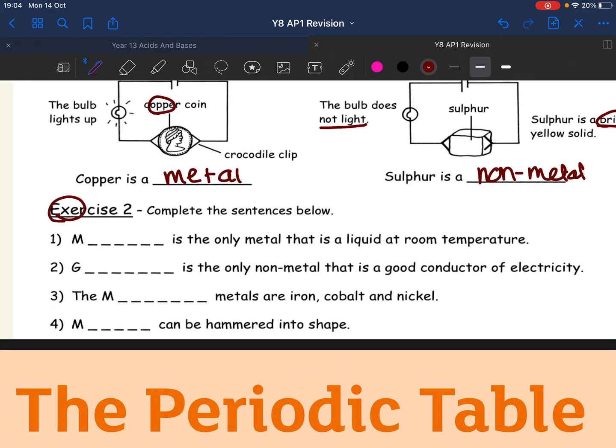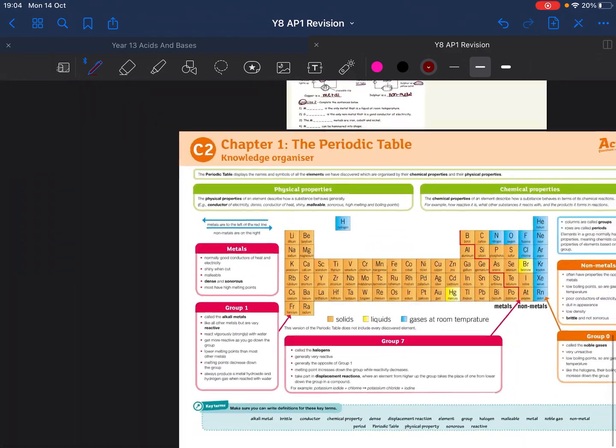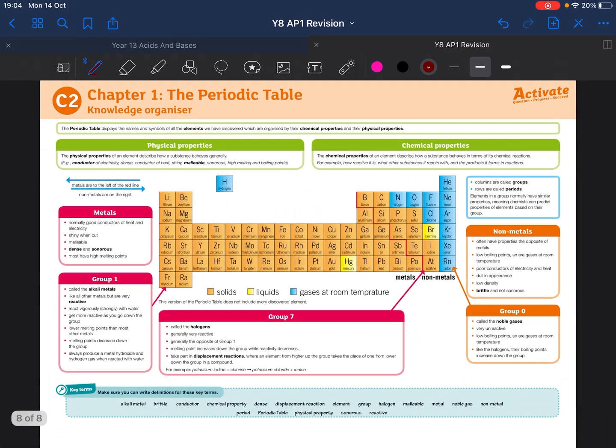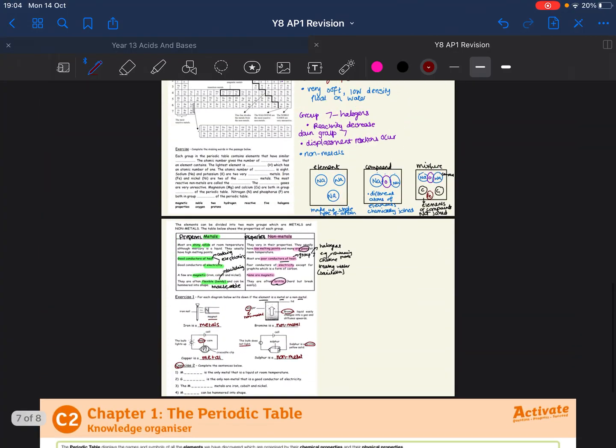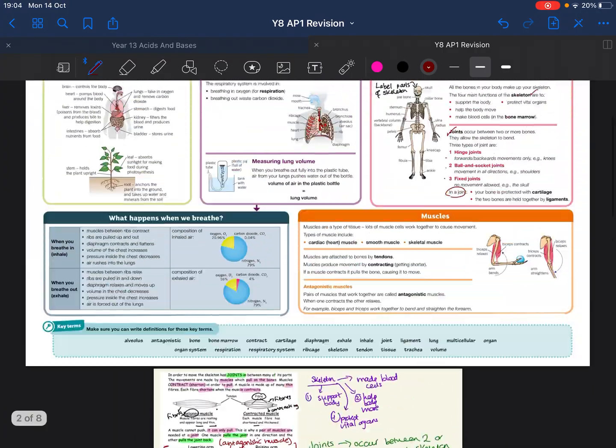You could do this exercise to practice the properties of metals, and then use your knowledge organizer here to mark your answers. So I would really use the knowledge organizers to revise, make flashcards and mind maps, and then go through these exercises here by yourself.